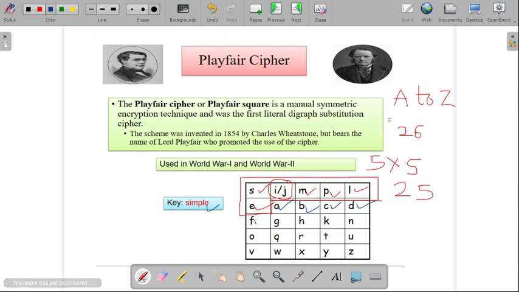Then we go with F, then G, then H. I is also already done. Then the next character is K. L is also already done. Then our next character is N. And likewise, we write all the characters excluding those in our keyword SIMPLE. So first of all, we put the key given in the example in our 5 by 5 matrix. The second step is to add the characters excluded from the key in our 5 by 5 matrix. So our matrix will be generated.